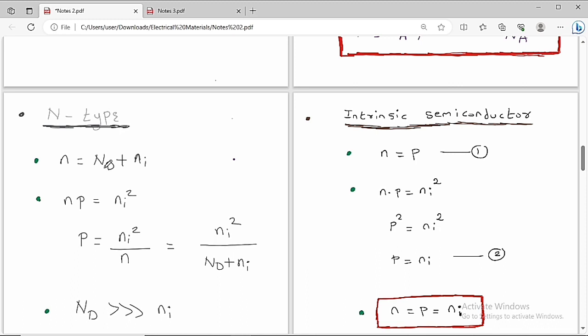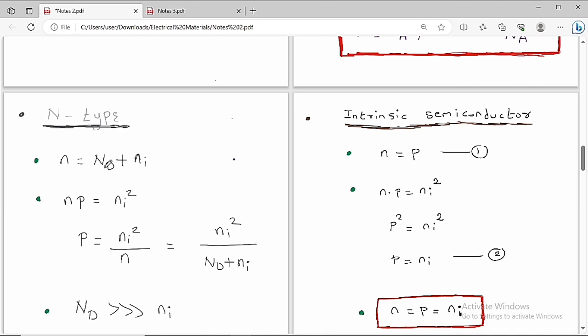Whenever you keep the intrinsic semiconductor at 0 Kelvin temperature, it is going to act like a perfect insulator because there are no free charge carriers. Whereas if you keep the extrinsic semiconductor, whether it is a P type or an N type, at 0 Kelvin temperature, the free carriers are still present. So because of this, it is going to act like a conductor.